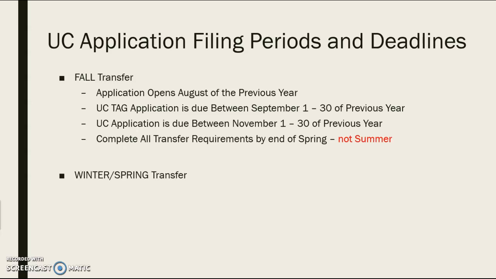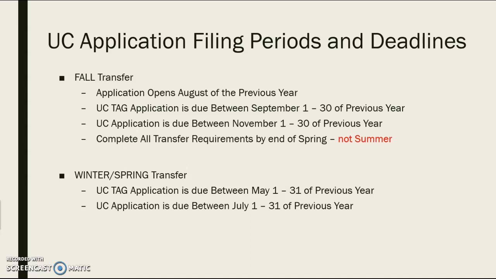If you're looking for a mid-year transfer, winter or spring transfer, not all campuses open for winter and spring. So ask your counselor which campuses will be open. It varies year by year. If a campus does open, the TAG application will be due May of the previous year. So if I'm looking for a winter of 2023, May of 2022 is when I submit my TAG application. The UC application is due the month of July of the previous year.